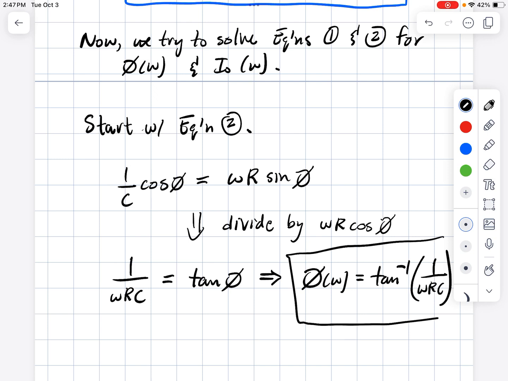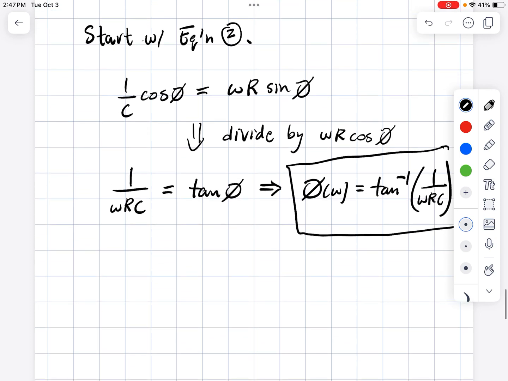And so this tells us how the phase of the current varies with frequency in our RC circuit. So this is the frequency dependence of the phase of the current.